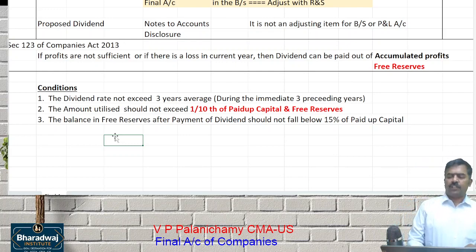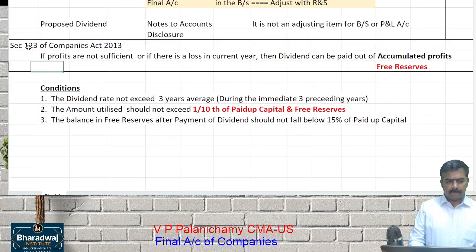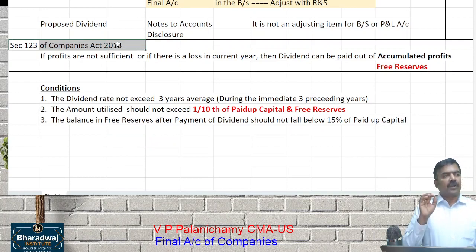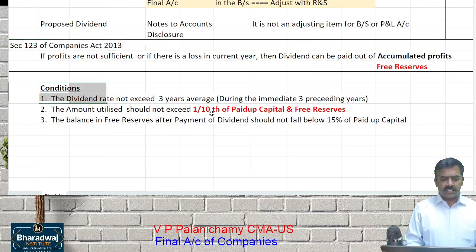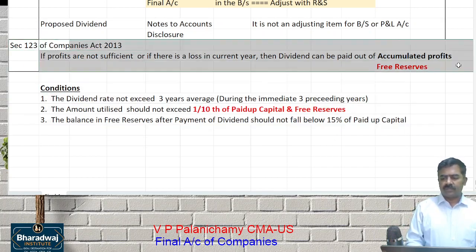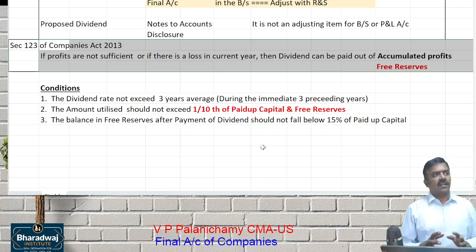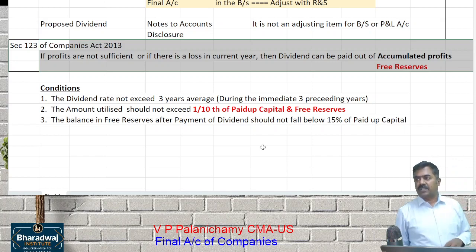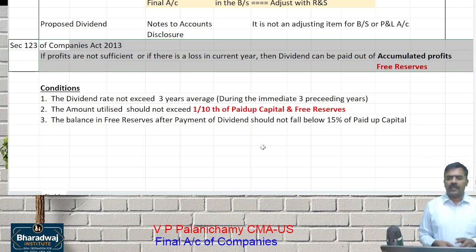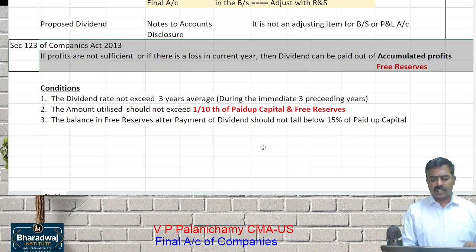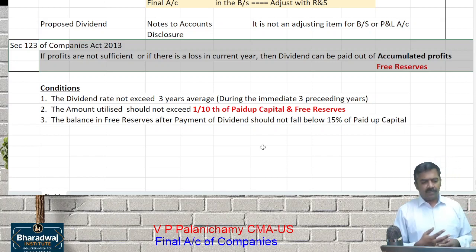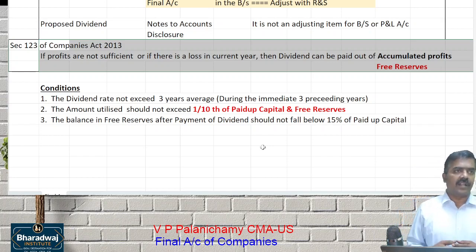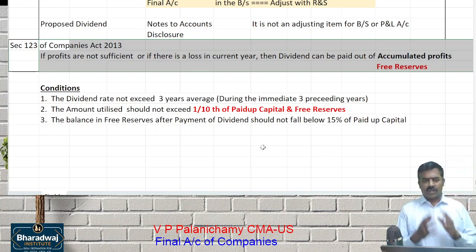I'll explain every condition. Copy this. Wait. If profits are sufficiently available in the current year, no problem. These conditions are applicable only when you pay out of which one? Accumulated profits. Sir, current year a huge profit is available. Can I pay 50% dividend? 80% dividend? Yes, you can pay as much as you want. These conditions are applicable when profits are not there in the current year, are not adequate in the current year, or if there is a loss. Only when you use past reserves, these conditions are applicable.